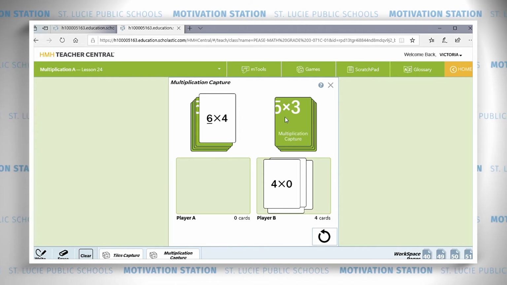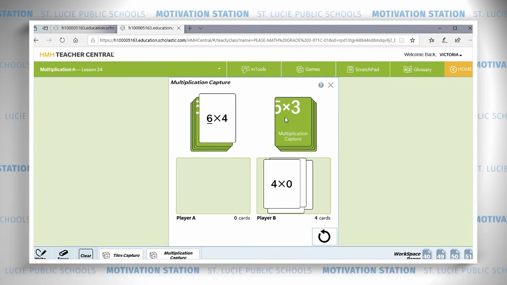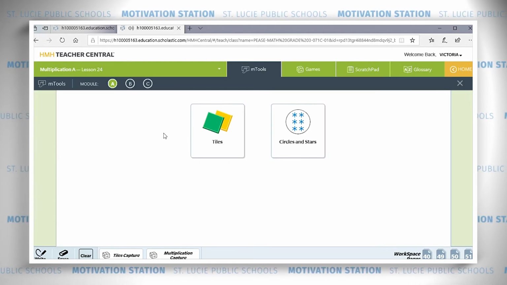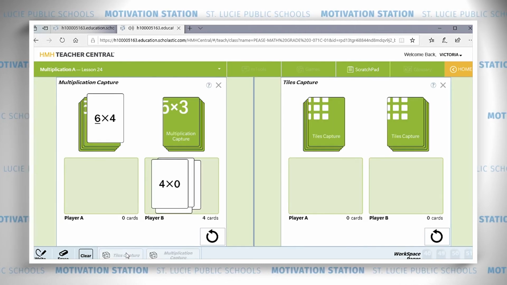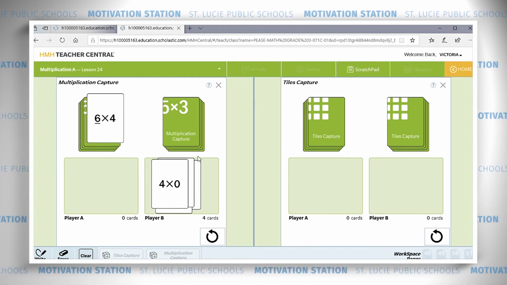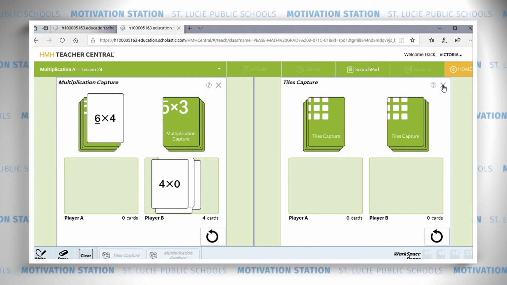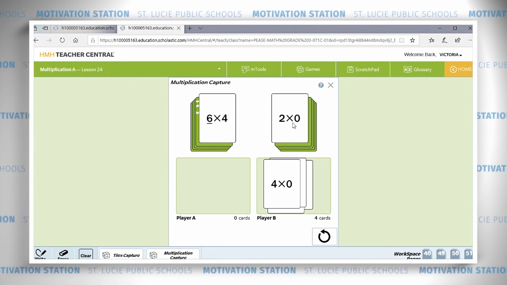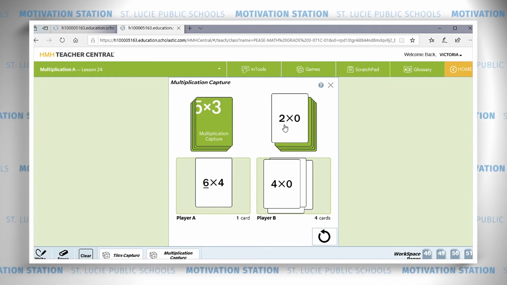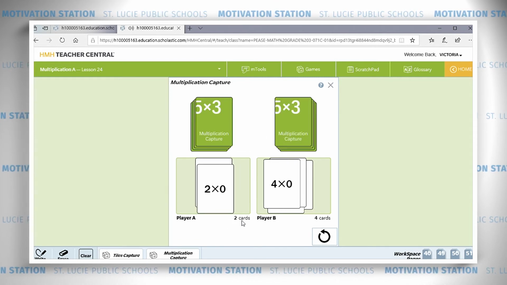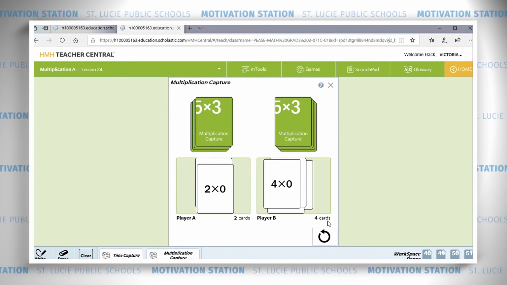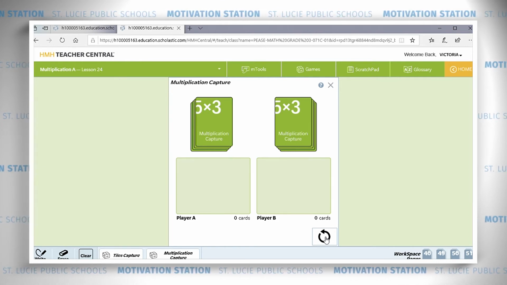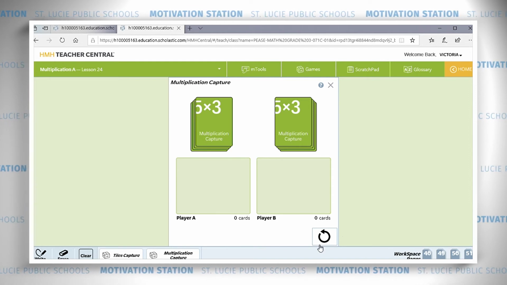6 times 4 is 24. Remember, you might need to work some of these out. There's tools up here that you can open up. Tiles, circles, and stars. Okay, to help you with that. I opened another game, that's okay. All right, so 24 to 0, 24 wins, player A won that one. And remember, they keep tally down here of how many cards you have and who's winning. All right, and then when you want to restart or get new cards, you just hit this little circle button here.